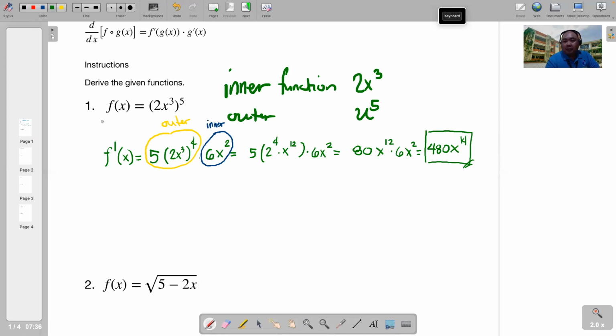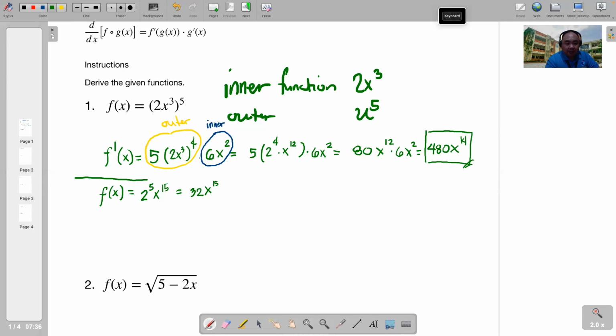There is actually a way to know if this is correct. We can do this problem not by the chain rule, but by first expanding 2x cubed to the fifth and then differentiating. So this is another tack. We could have expanded f of x to 2 to the fifth x to the 15th. You will have your laws of exponents to help you with that. Or this is 32x to the 15th.